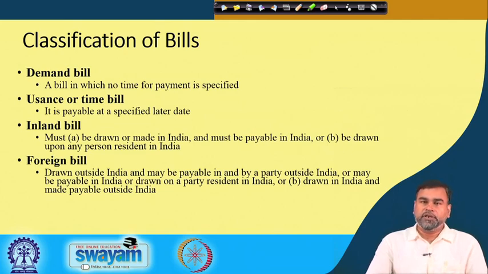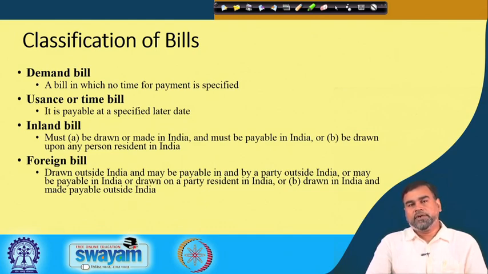Then we have a foreign bill. The foreign bill is drawn outside India and may be payable in or by a party outside India, or may be payable in India or drawn on a party resident in India, or drawn in India and made payable outside India. That means foreign transactions or foreign parties are involved, so foreign banks also might be involved. In that context we call it the foreign bill.